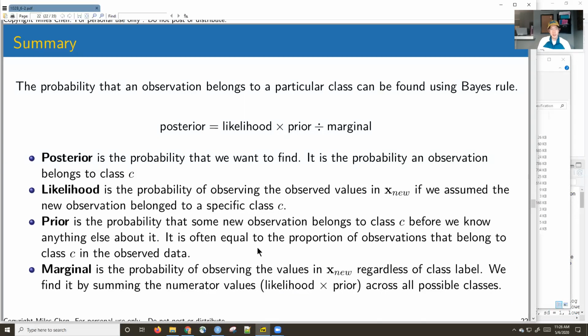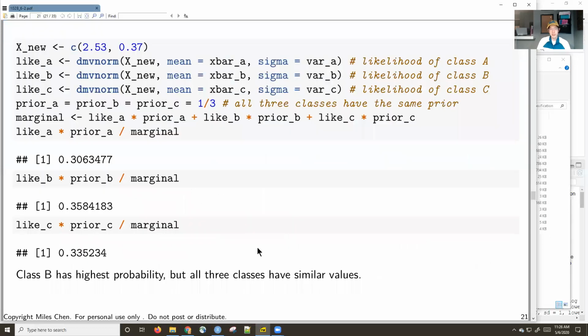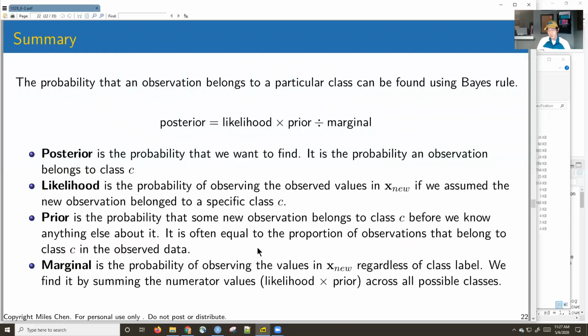And in today's example, all three classes had the same proportion. But in Monday's example, it was a little bit different. We said half of the bags. Remember, we were doing the example where we had a pouch, and inside the pouch there were marbles, and the pouches came from different factories. And in Monday's example, we said half of the pouches came from factory A, so therefore our prior probability was 1/2 for A.